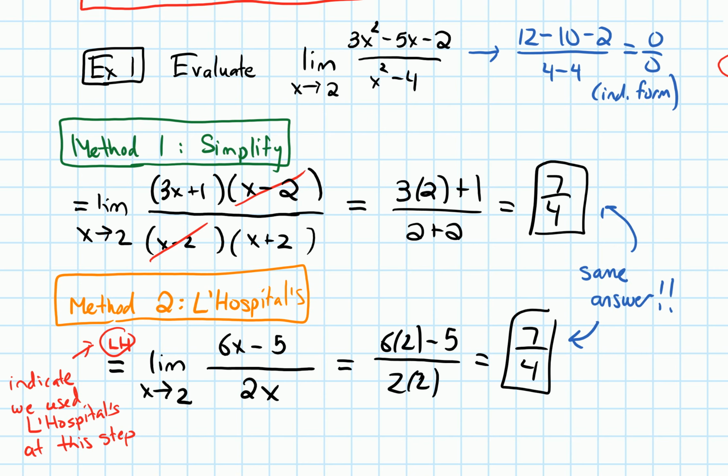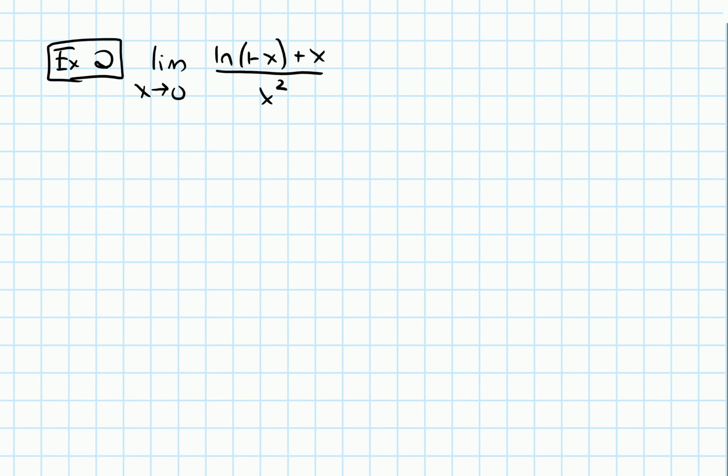Let's look at some more examples. All right, so here is example 2. We have this limit as x approaches 0 of ln of 1 minus x plus x, divided by x squared. Okay, at this point, pause the video for about 3 minutes to try this question on your own first. Pause the video for 3 minutes to really try this question on your own.